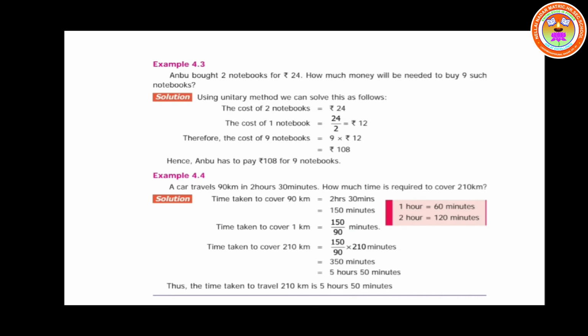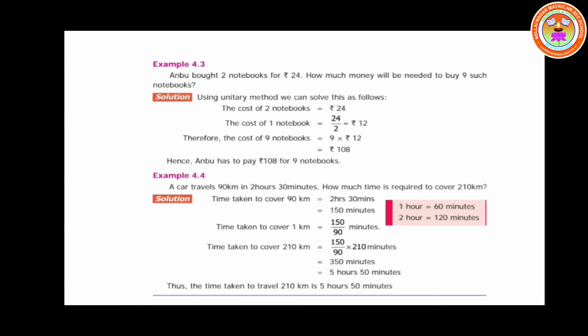Are you all clear, children? Yes, they have given two notebooks cost is rupees 24. First, let us find the cost of one notebook. So 24 divided by 2, you will be getting 12 as the answer. Now, what is the next question they ask? They asked you to find the cost of 9 notebooks. So 12 into 9, you will be getting the answer 108. Okay. Now, let us move on to the other example.